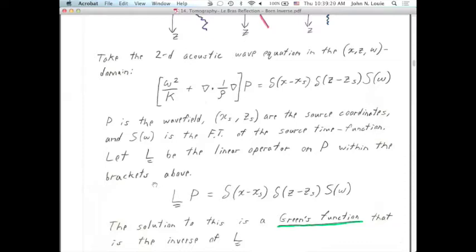So here's the 2D acoustic wave equation, just like in 706, but now we're including a source term, in the XZ and omega domain. We have omega squared over k plus del dot 1 over rho del, and both of these operators are applied to P, the wave field. That's the subject of our wave equation. And then the source term, instead of being equal to 0, we set equal to a source term. There are delta functions that depend on the source location. These are Dirac delta functions, or maybe more like Kronecker deltas.